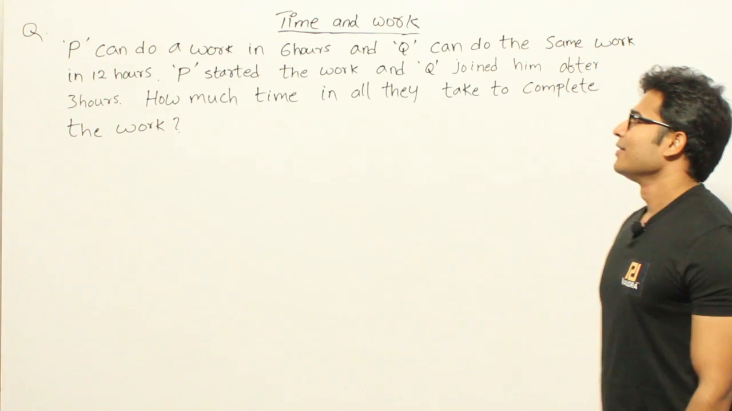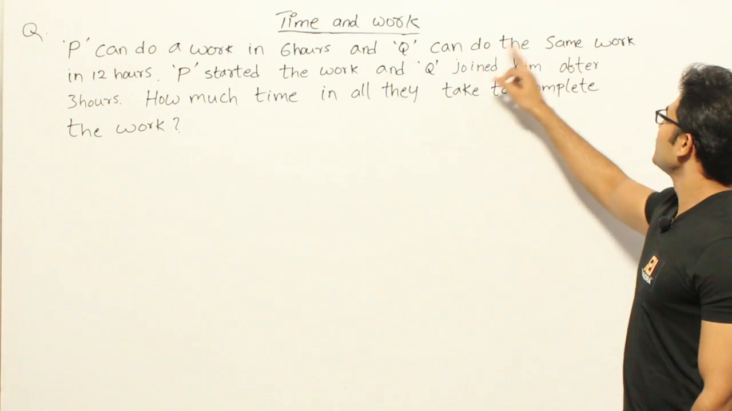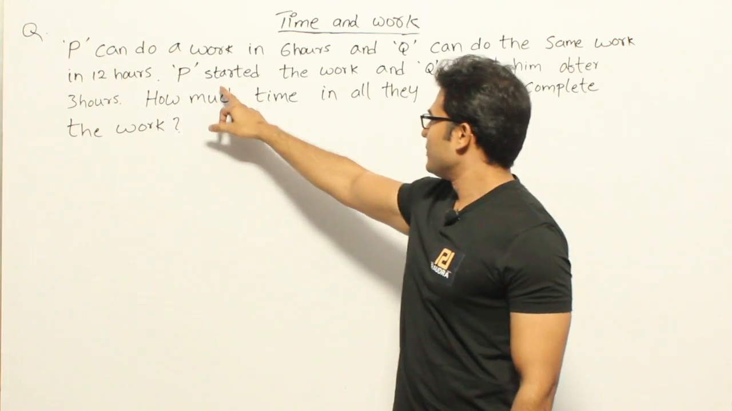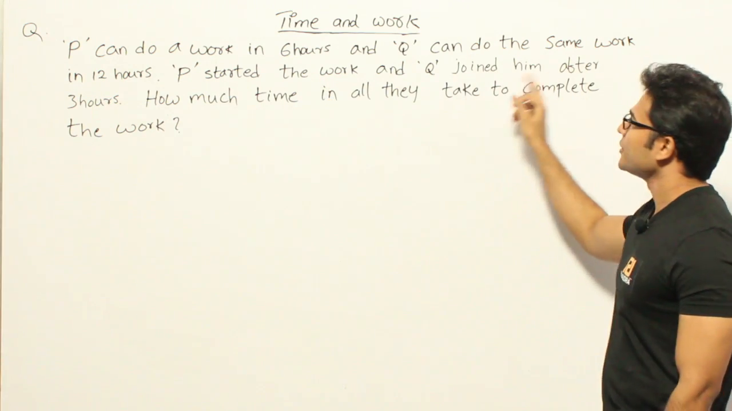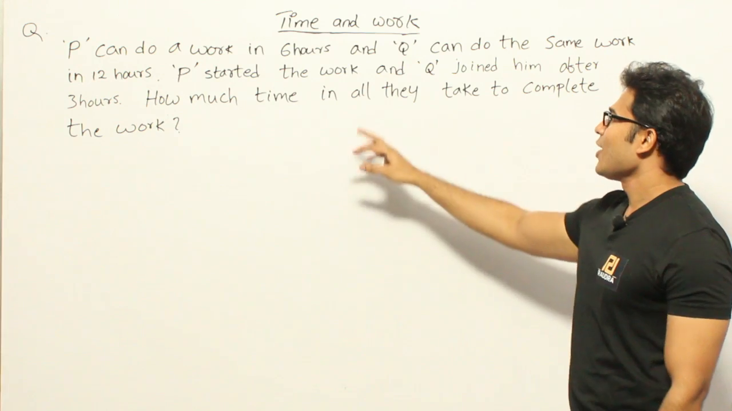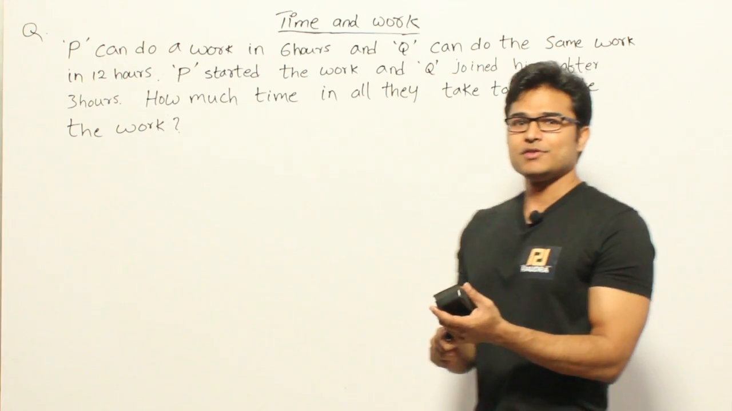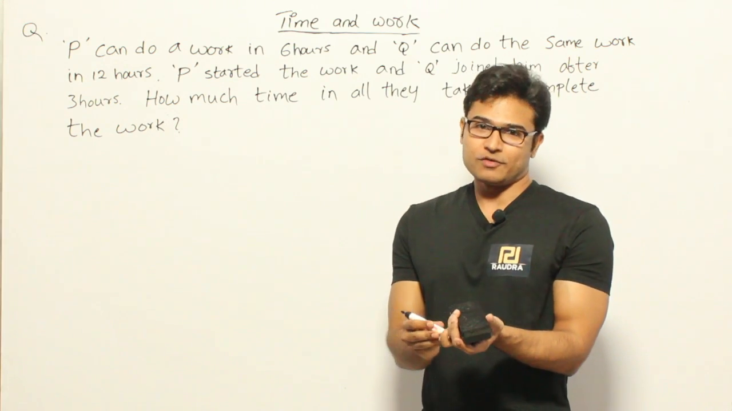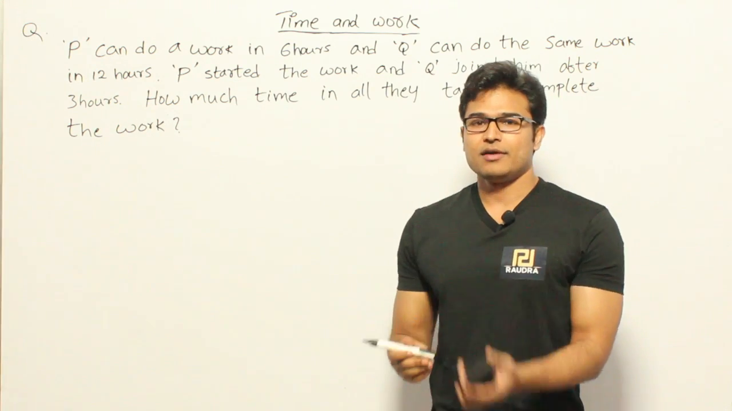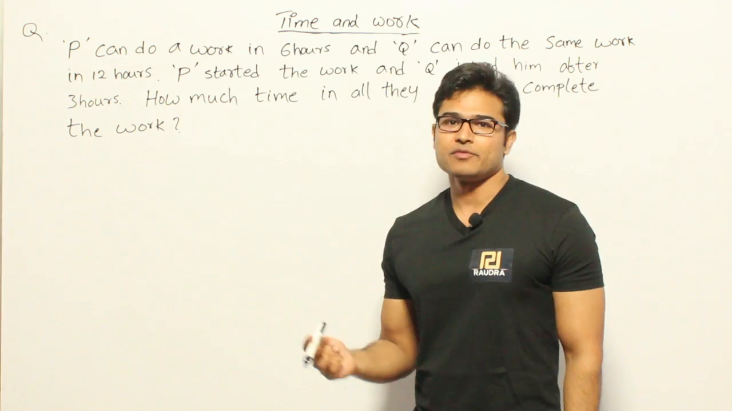Let's see this question. P can do a work in 6 hours and Q can do the same work in 12 hours. P started the work and Q joined him after 3 hours. Then how much time in all do they take to complete the work? Directly using the formula might not be easy to solve it. It will be complicated. It is better that you assume the work and go ahead with that.